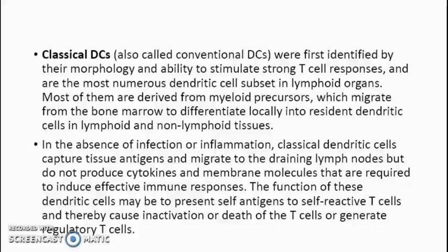In the absence of infection or inflammation, classical dendritic cells capture tissue antigen and migrate to the draining lymph node, but don't produce cytokines and membrane molecules that are required to induce effective immune responses. The function of these dendritic cells may be to present self-antigen to self-reactive T cells and thereby cause inactivation or death of the T cell, or generate regulatory T cells.